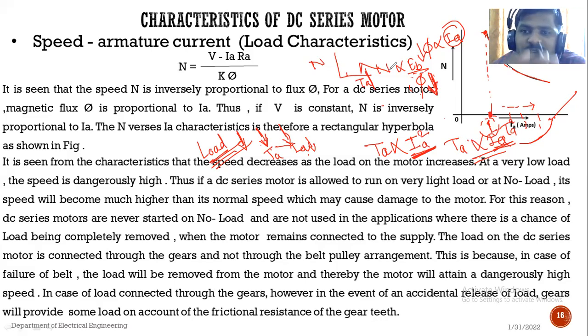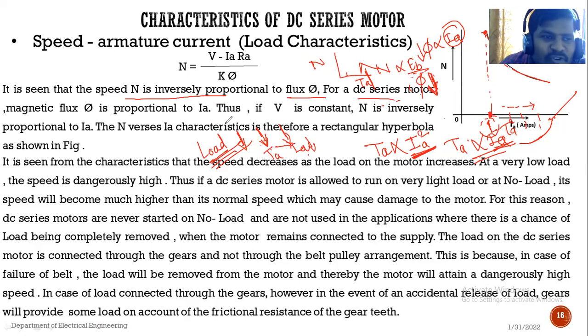And once you are increasing the load, the torque will increase. If the torque increases, the current taken by the armature also increases. If the current taken by the armature increases, then the speed of the DC series motor starts gradually decreasing. Okay, what happens to speed? Gradually decreases. See, it is seen that the speed N is inversely proportional to flux.